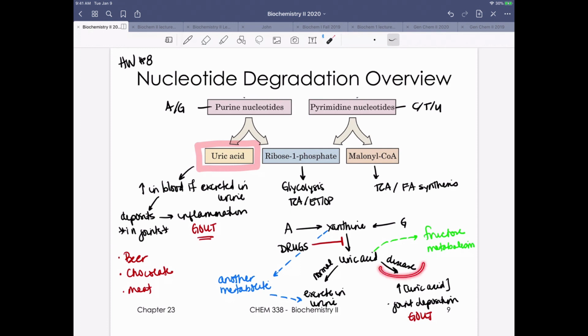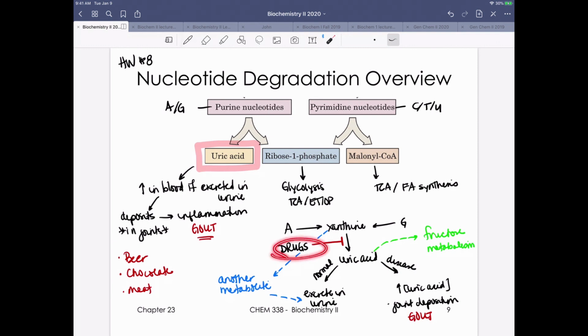People who have an inability to excrete uric acid in their urine will have a buildup of uric acid in the blood, and your body looks for a way to get rid of this. What often happens is it will deposit these uric acid crystals in your joints, and this leads to gout. Not going to spend too much time talking about it here, but we also talked about the ability of uric acid to play a role in fructose metabolism. That was part of your fructose metabolism case study at the beginning of the semester.